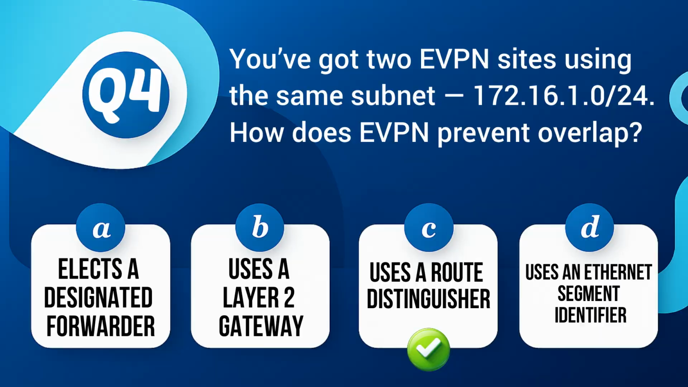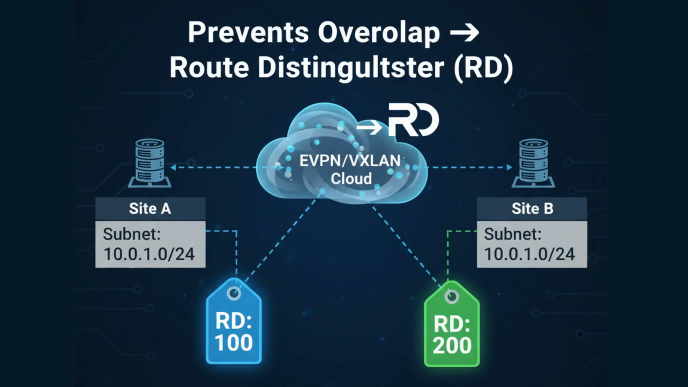Route distinguisher. In EVPN-VXLAN, route distinguishers make routes unique even if 2 sites share identical subnets. Think of it as tagging routes with an ID, so your network never gets confused.